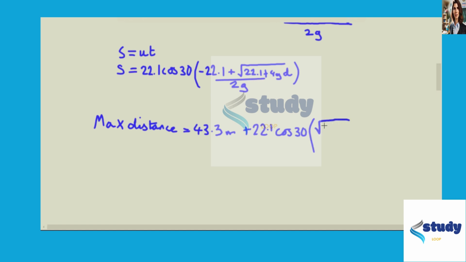the square root of 22.1 squared plus 4 g d, where d is the diameter of the target. Then we subtract from that 22.1 and divide the whole thing by 2g. And this is the maximum possible distance if you still want to hit the target, but maybe not get a bullseye. So it's a bit lengthy, but it's a good play with algebra here.